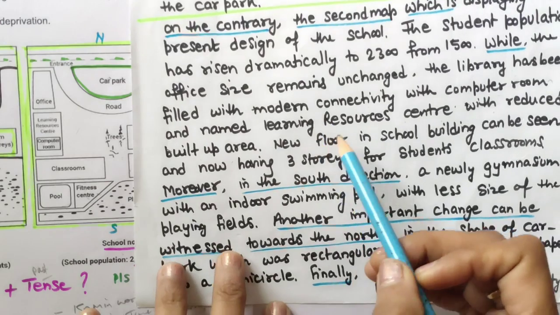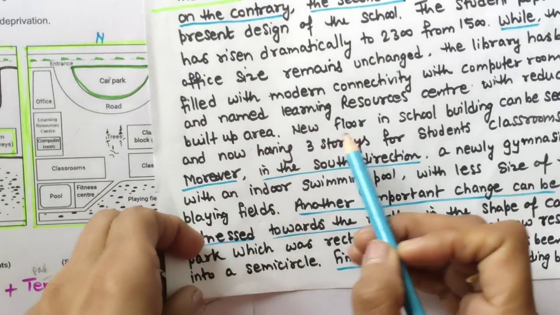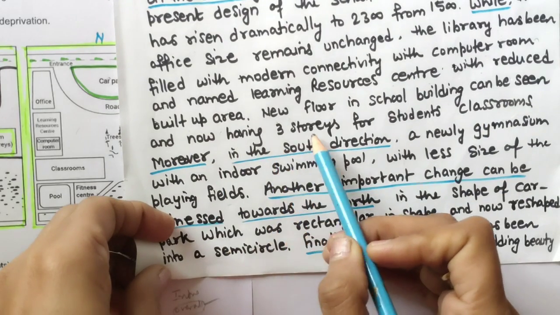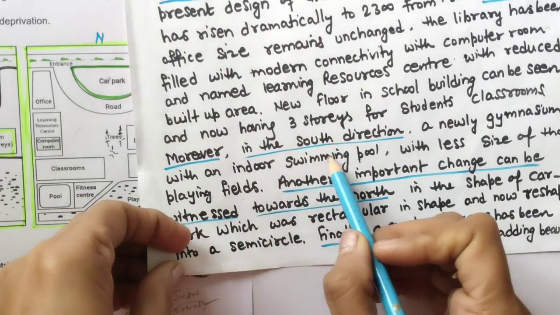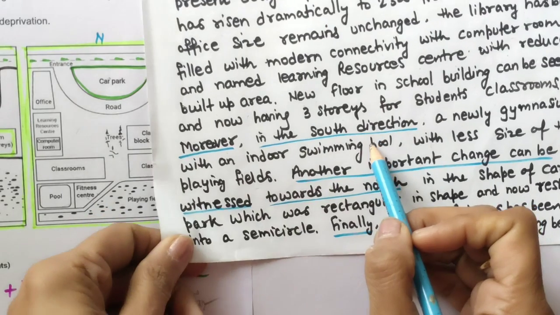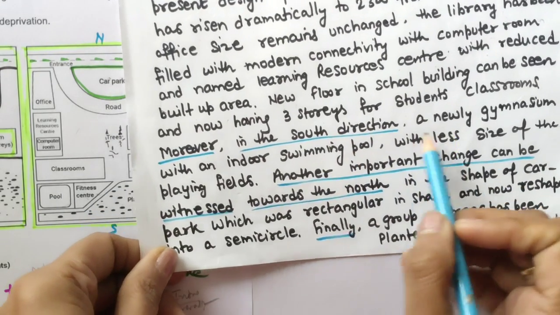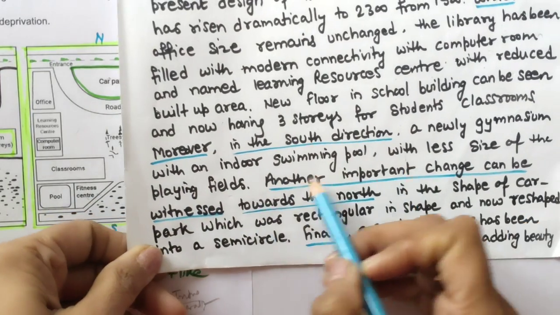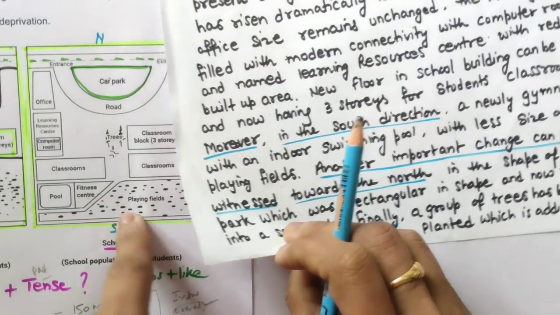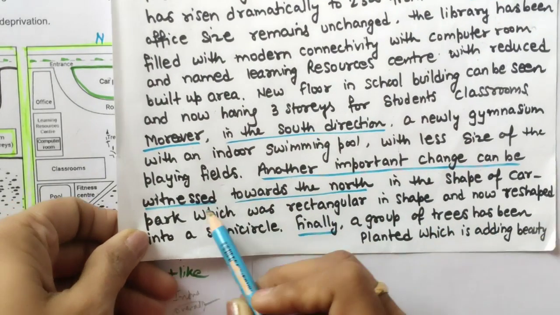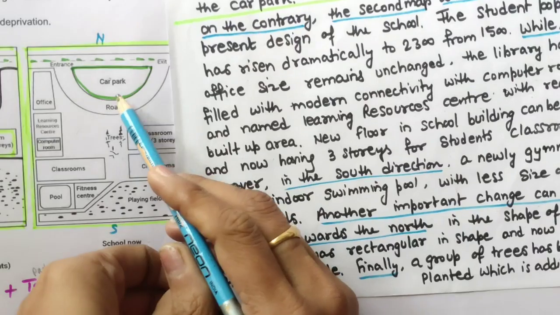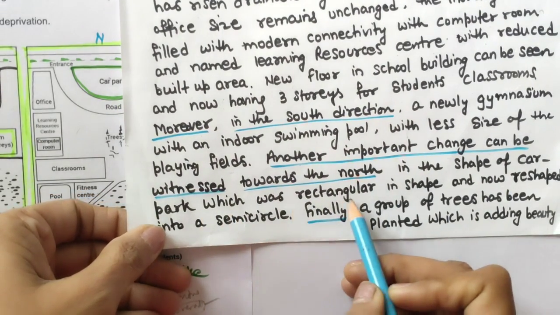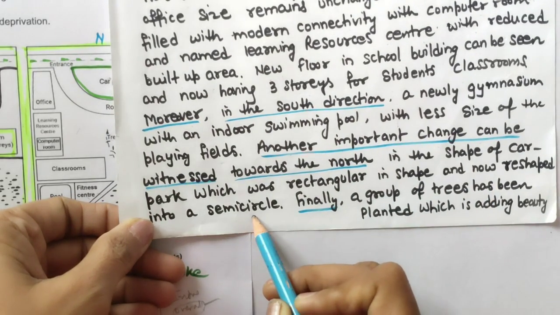Okay, now a new floor in the school building. So 3 stories are there. Now a new floor in the school building can be seen, and now it has 3 stories for students' classrooms. Moreover, in the south direction, now we will talk about the south direction. See this, south direction, a newly built gymnasium with an indoor swimming pool, with a smaller size of playing fields. Another important change can be witnessed towards the north. Okay, so they have changed the shape of the car parking. The car park, which was rectangular in shape, is now reshaped into a semicircle.